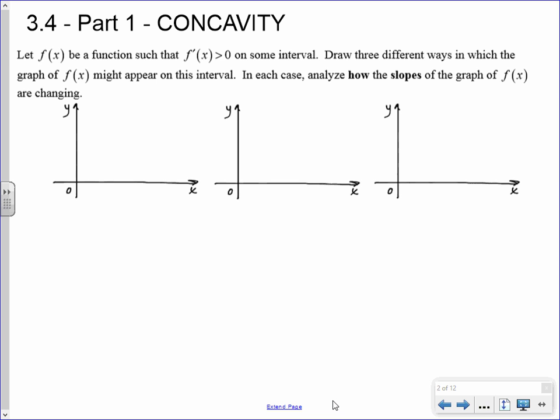Every point being positive. Well, I want the derivative to be positive, which means it has to be... Well, you don't want the derivative at all as 0. No. I mean, okay. Derivative is always positive.